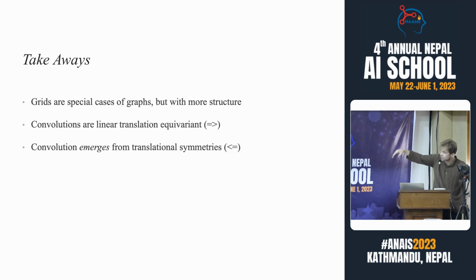Then we showed that convolutions are linear translation equivariant, but we also showed the other way. We also showed that convolution emerges from translational symmetries. Now, this is a topic I really think is interesting, and there has been a lot of work that generalized this. A lot of mathematicians have thought about this and have generalized it to other forms of symmetries. So even if we saw this one example that you've already seen before, these principles go beyond convolutions on grids. They have been adapted to other kinds of symmetries, and I hope that this gives you an insight of how these arguments may work.